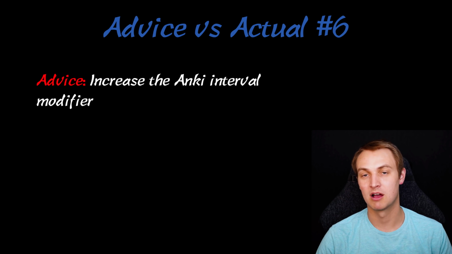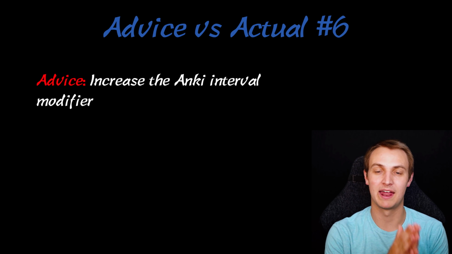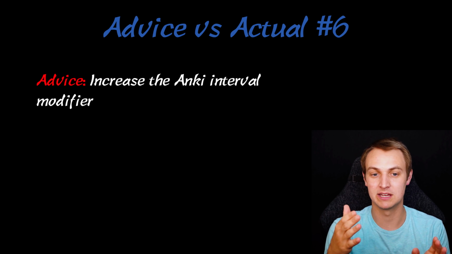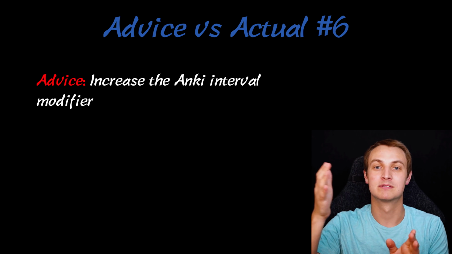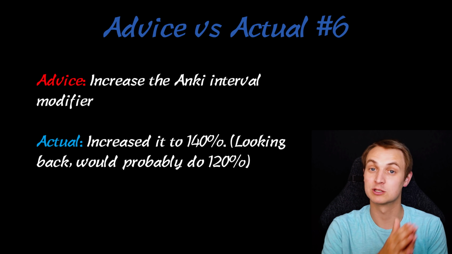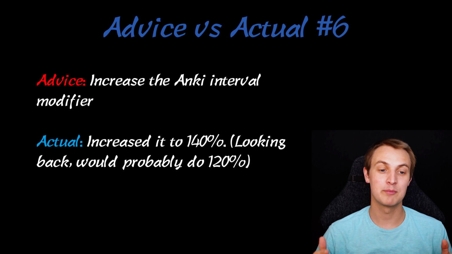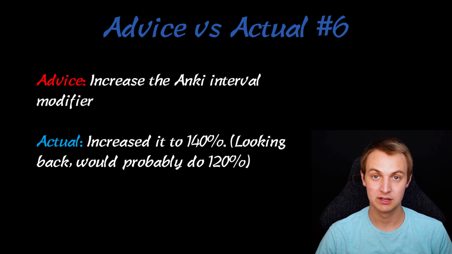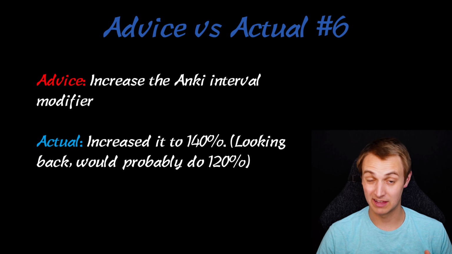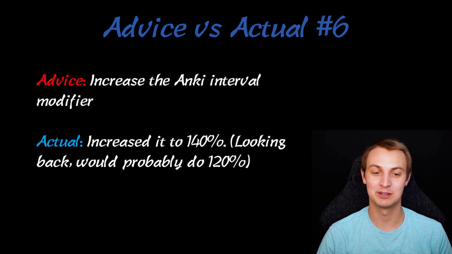The next one here is to increase the AnKing interval modifier, which basically makes it so that every time you do a card, rather than multiplying by 2.5 or whatever the ease is, you do 2.5 times something. And I set mine actually to 140%. So it was 2.5 times 1.4. So my cards were spaced out a lot. Now looking back, I felt like they were spaced maybe a little bit too much. And like I mentioned when I was talking about my background, I have a good memory and I'm a good test taker. And I feel like I probably would have backed off and gone to 120%. If you're just like, I don't really care how well I perform, then you could do 140% and have less cards. But I feel like maybe 120 would have been the sweet spot.